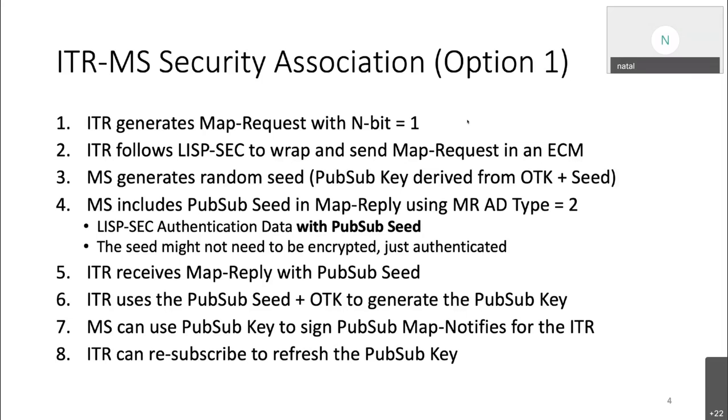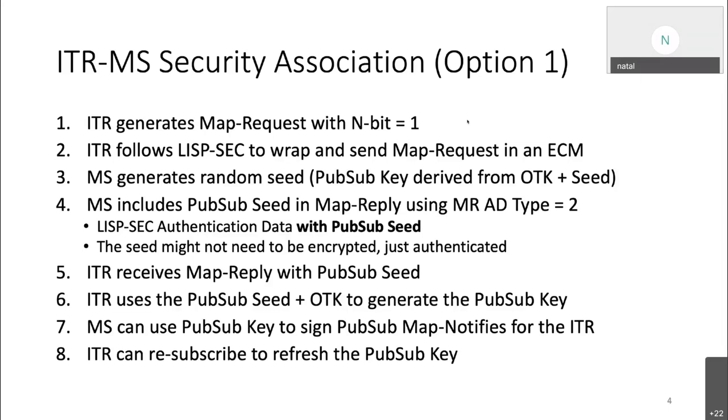So the map server generates a random seed, and then the map reply that it sends back to the ITR, following LISP-SEC, not only includes the standard LISP authentication data, but also includes the PubSub seed. This is a bit different from what we discussed on the mailing list, where we were saying let's generate a PubSub key directly on the map server and include it in the map reply. We modified that a bit. Instead of including the key directly, we include a seed that can then be used to compute the key. We need to check this with security experts, but by using a seed, maybe you don't need to encrypt it, just authenticate it, since the key is never in the clear in the path, and both ends can generate it on their own.